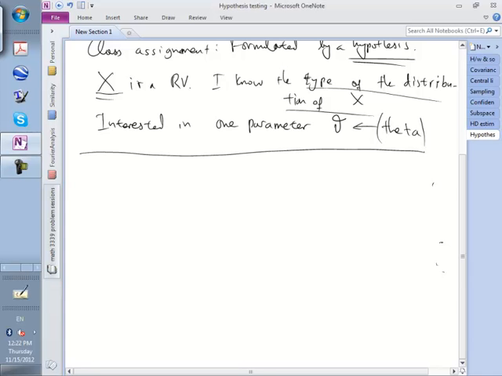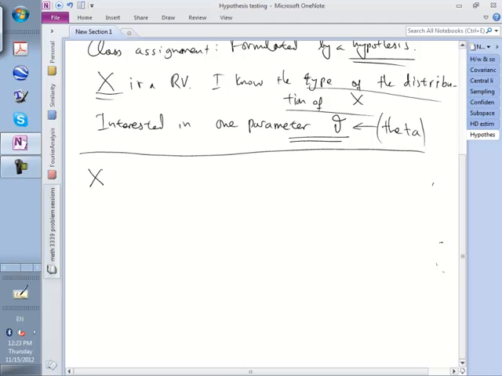As we said, we're interested in one parameter theta. And we want to be able to classify x, the random variable of whom the distribution, let's say that we know, according to what this parameter theta is. I can give you some very easy examples. Let's go back to the men and women that we had in the homework problem.